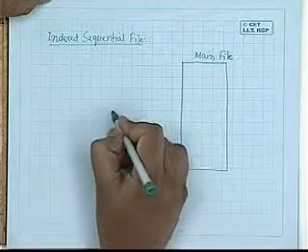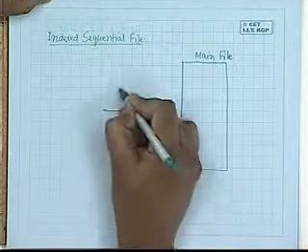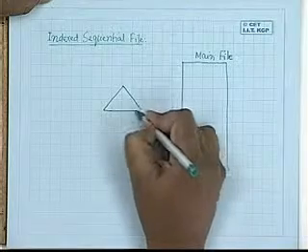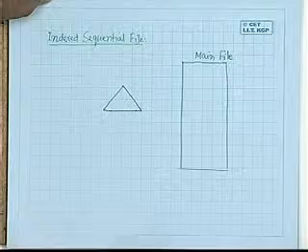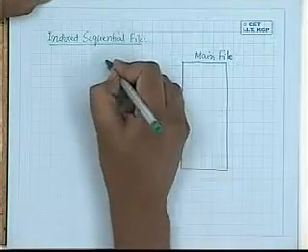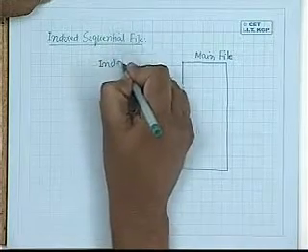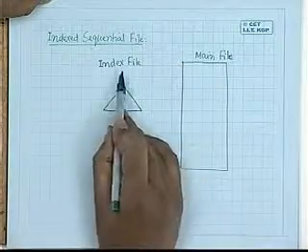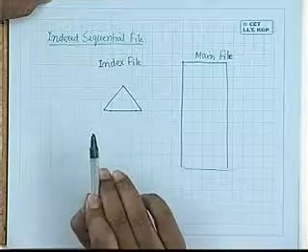So along with the main file, we maintain another file, the index file, and I'll draw the index file as a pyramid. I'll tell you the reason. So this is the main file and this is the index file. This is called indexed. The main file is a sequential file, and that is why it is indexed sequential.